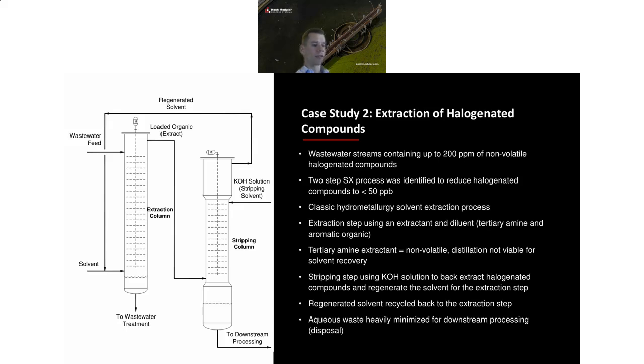And then leaving that stripping column, we have an aqueous stream that's leaving, but it's heavily concentrated in halogenated compounds relative to the feed stream entering the process. So essentially what you have overall is that you're greatly reducing the volume of that aqueous waste stream that's going off to downstream processing. So that's what makes this process so attractive.